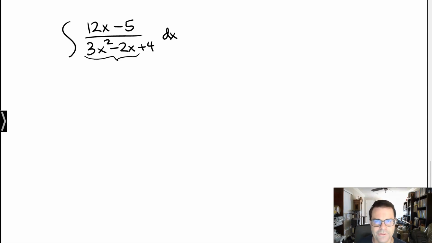If you watch other videos, you'll see them do it slightly different, but I think this is the easiest way to do it. Let this entire thing be u. What would my du be? So I'm trying to manufacture the log first and then clean everything up afterwards. That's the whole key to this idea. So du would be 6x minus 2 dx. So I need a 6x minus 2 on top. Well, I've got 12x. That's twice as much. That's fine. I'm just going to factor 2 out.